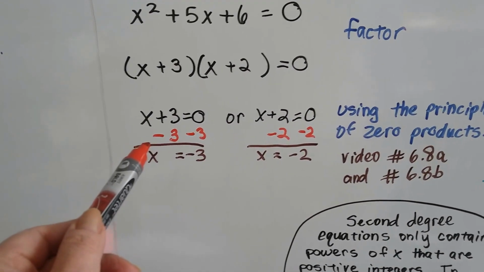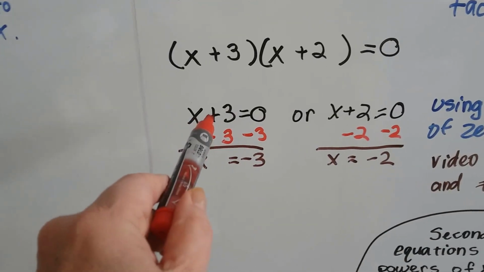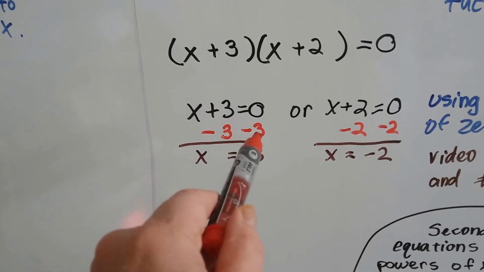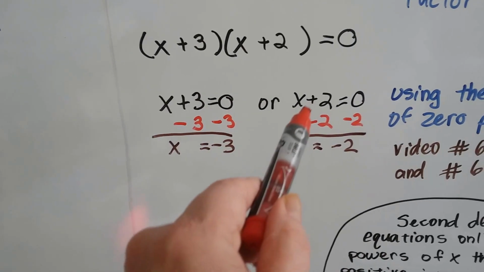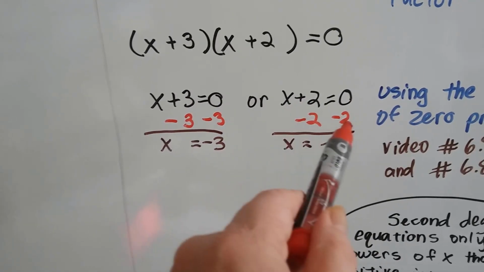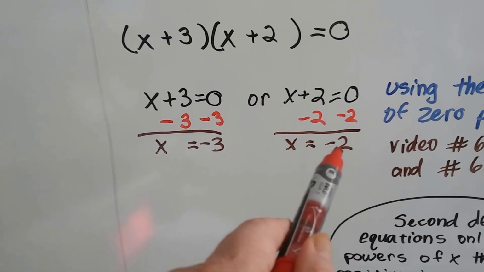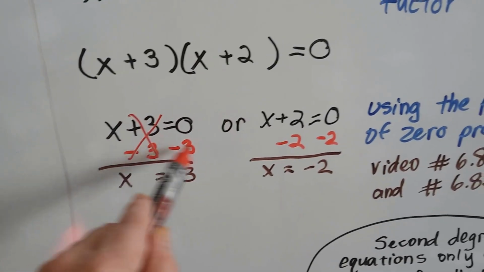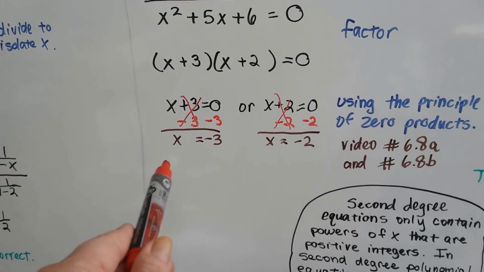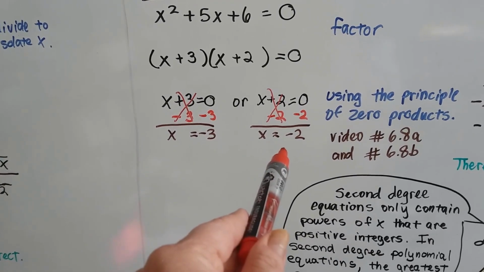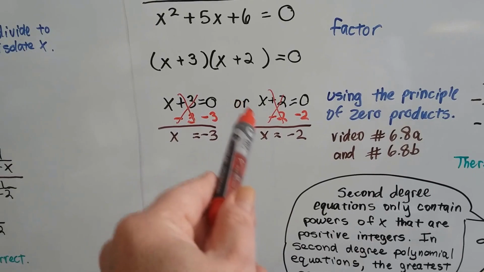We need to isolate this x. So on this one, because it's a plus 3, we do minus 3 on each side of the equal sign, and we get x equals negative 3. And this is a plus 2, so we subtract 2 on each side, and we get x equals negative 2. See? Because these cancel out. All right, so now we've got that x is equal to negative 3 or x is equal to negative 2. Which one is it? It's this one or this one.